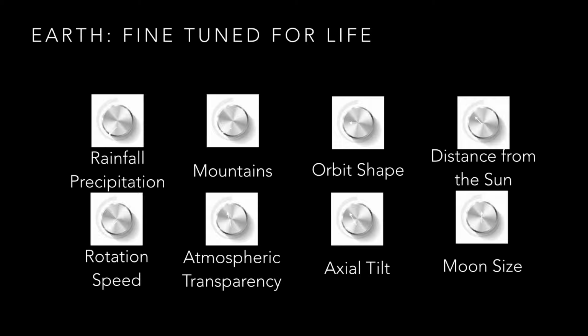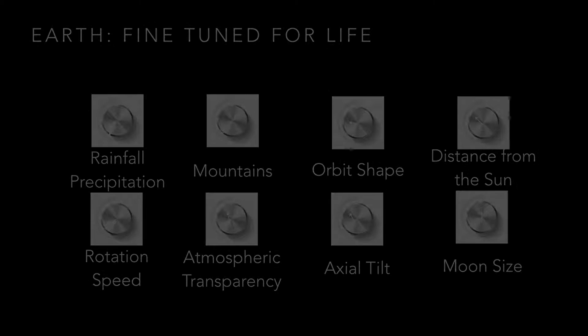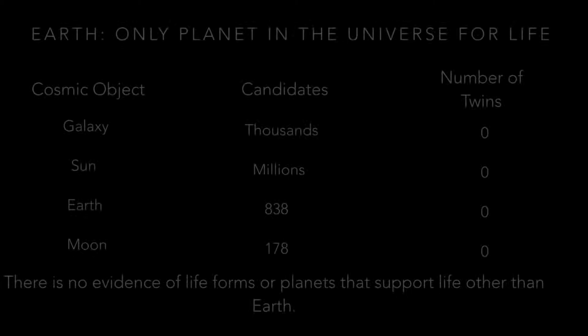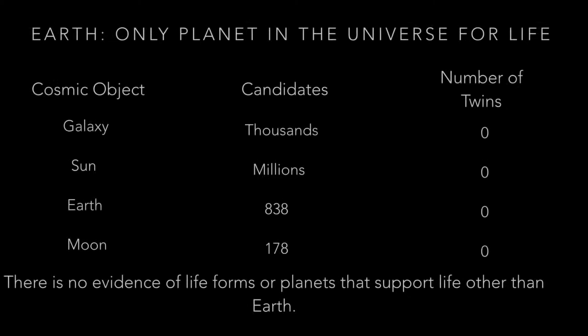Our orbit shape. If our orbit shape was too elliptical by as little as 5%, the seasonal temperature differences would be too extreme for life forms. Our distance from the sun: if we were any closer by as little as 1 or 2%, or further by 1 or 2%, it would either be too cold or too hot to sustain our water cycle as we know it. Our Earth is very unique.